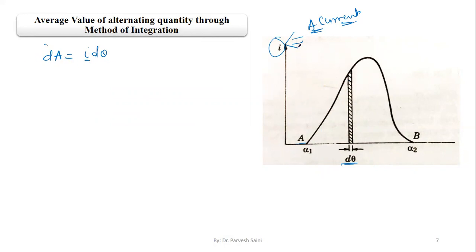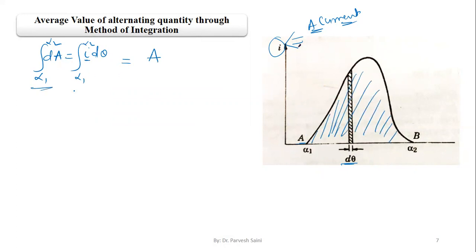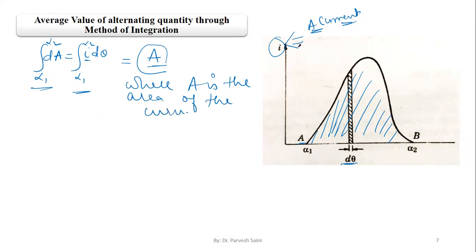So if we integrate this area over alpha 1 to alpha 2, this would give me the complete area of this whole curve. So I have got the area. I have used the integration method here to get the complete area of this curve, where A is the area of the curve, right?